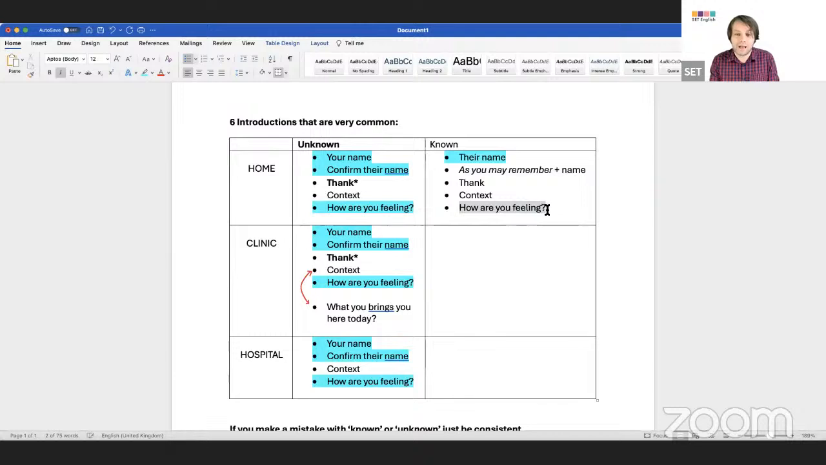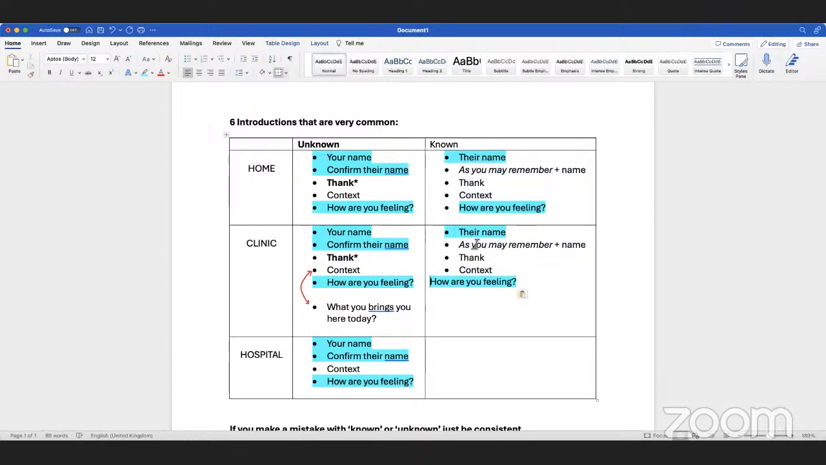and to basically say how you're feeling. But these are the only essential ones, really. Okay. What about in a clinic? What do I do in a clinic? Everyone, is it the same? Same. I would say the same.